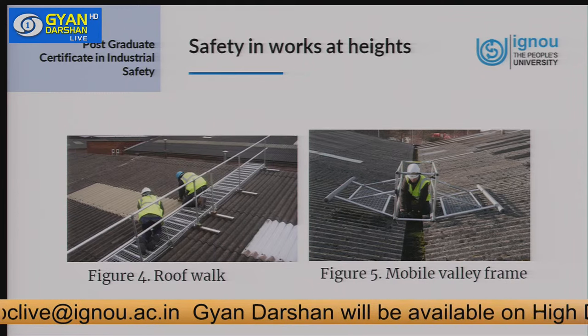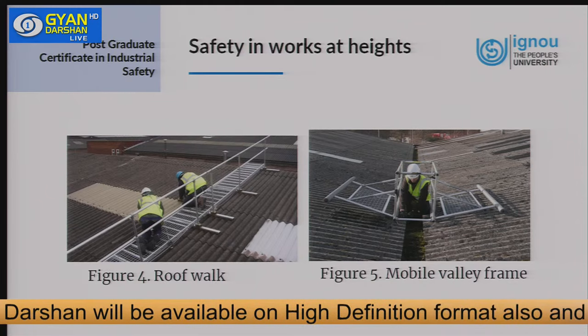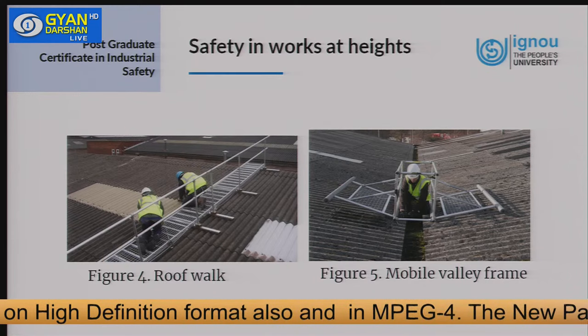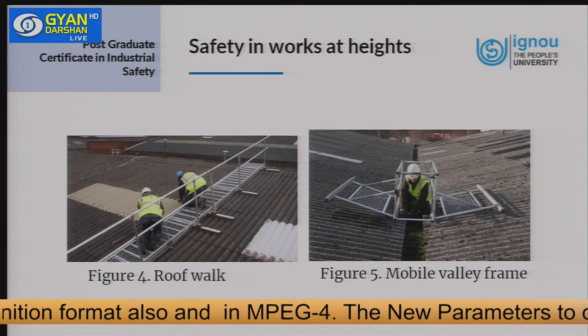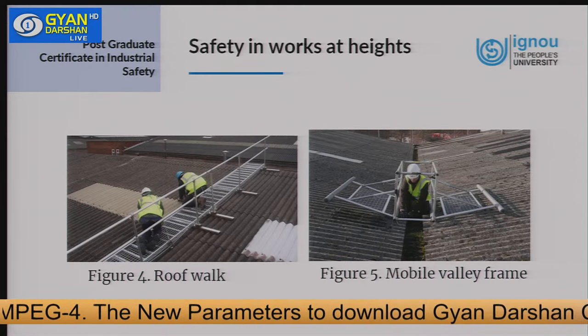Now, the second figure on the right, figure 5, is a mobile valley frame where more than one support mechanism is taken. The ridge of the adjacent roof has been used to move the mechanism. The person gets support from the mobile valley frame and moves about.